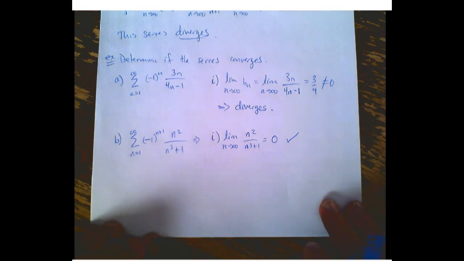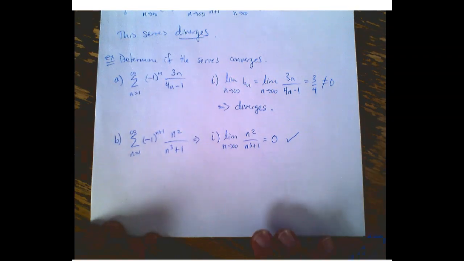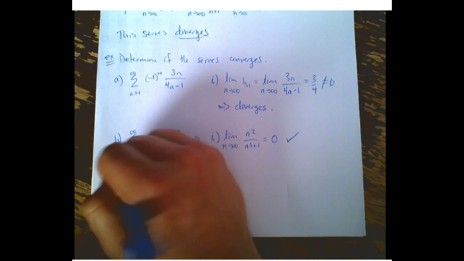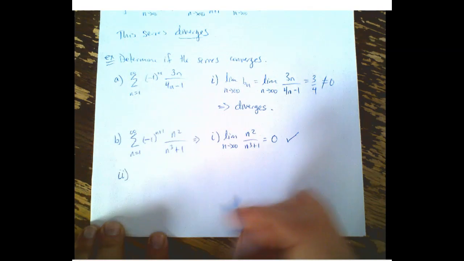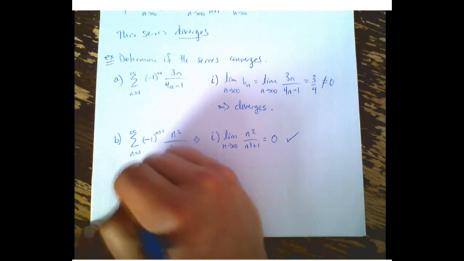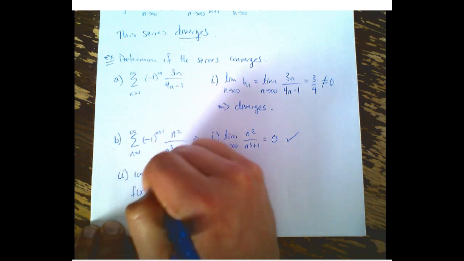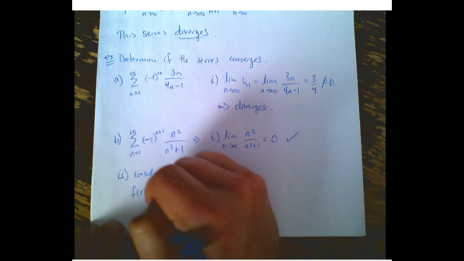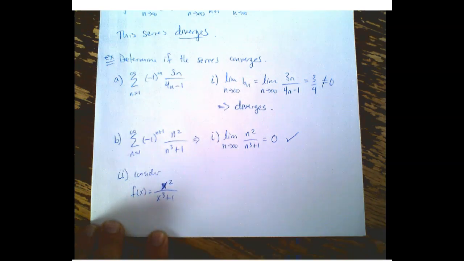Now for our second condition, we can do an algebraic approach or a calculus approach. I like the calculus approach, of course, right? So let's take a look. So consider f of x equal to x squared over x cubed plus 1.